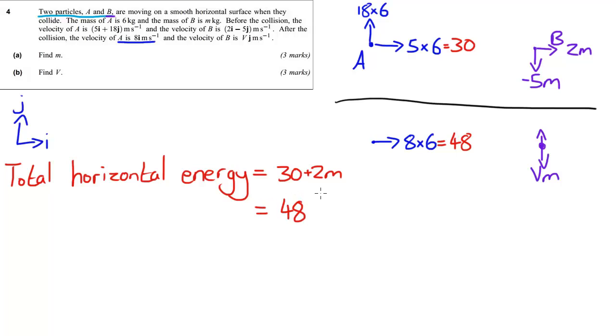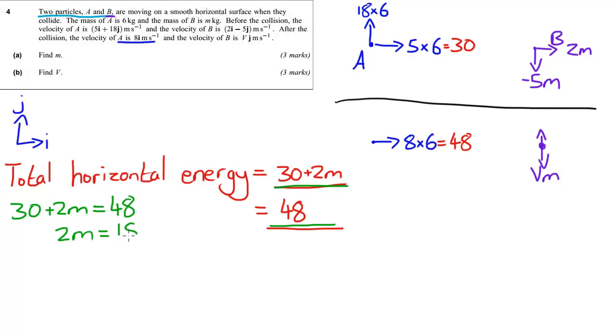Now the crucial thing here is that before the collision has to be equal to after the collision. So the momentum in a horizontal direction or a vertical direction before has to be exactly the same as afterwards. So we get this equation where we can solve for m. This is before and this is after. We take away 30 from both sides, we get 2m equals 18, and from that we get m is equal to 9. That's how we find out the answer to A.